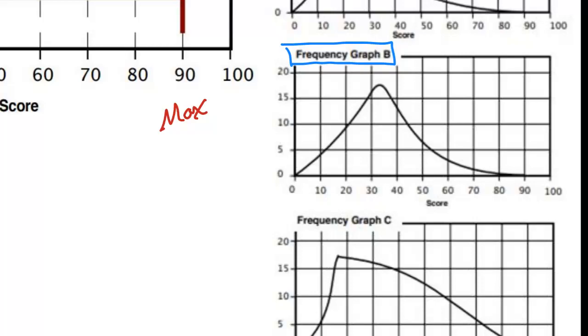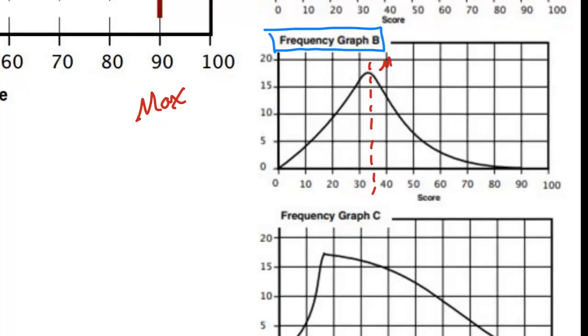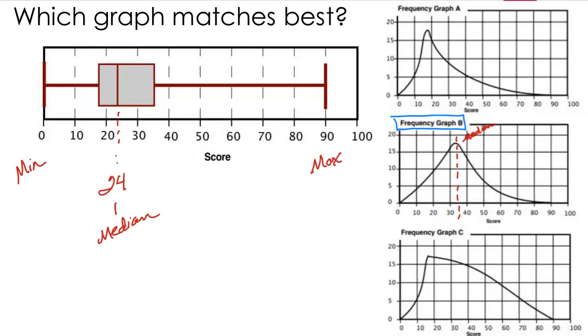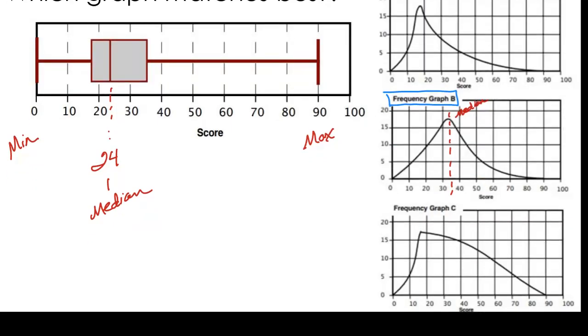Where would I put that median so I have about half the data to the right and half the data to the left? Yeah, at the top point of the graph, at the sharp top point. Okay, maybe about here. All right, so that maybe is the median. So does this frequency graph match up with our box plot? No, because this is about 35 and this is about 24. So this one isn't going to match up.